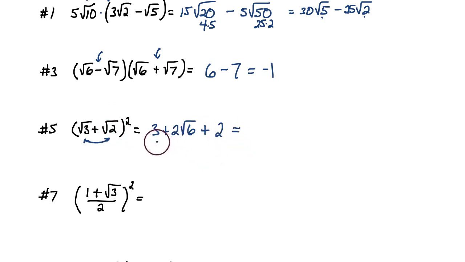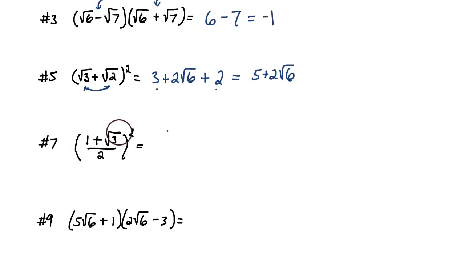Now we can combine the 3 and the 2. That makes 5. And then plus 2 square root of 6. This is as far as we can go. Number 7, let's square everything that's inside those parentheses. So we're going to take the numerator and square it, and we will take the denominator and square it. Let's work on that numerator. It has the same format as what question 5 did.